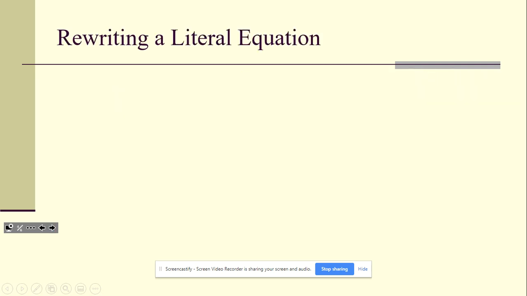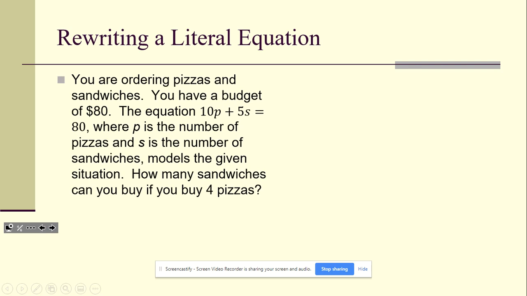Let's take a look at an example of rewriting a literal equation. So pause the video at this point to give yourself a chance to write this question down. So we're ordering pizzas and sandwiches. You have a budget of $80. They give you an equation where P is the number of pizzas, S is the number of sandwiches, and it models the given situation. The question is, how many sandwiches can you buy if you buy 4 pizzas?